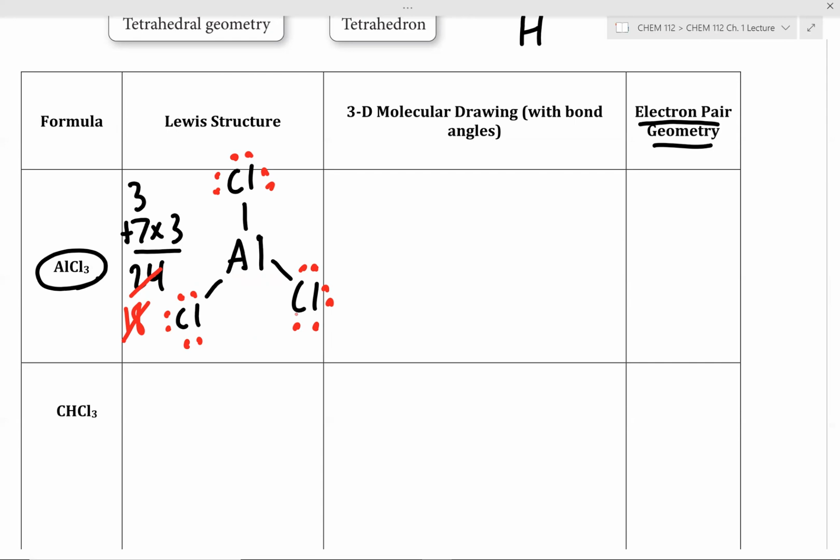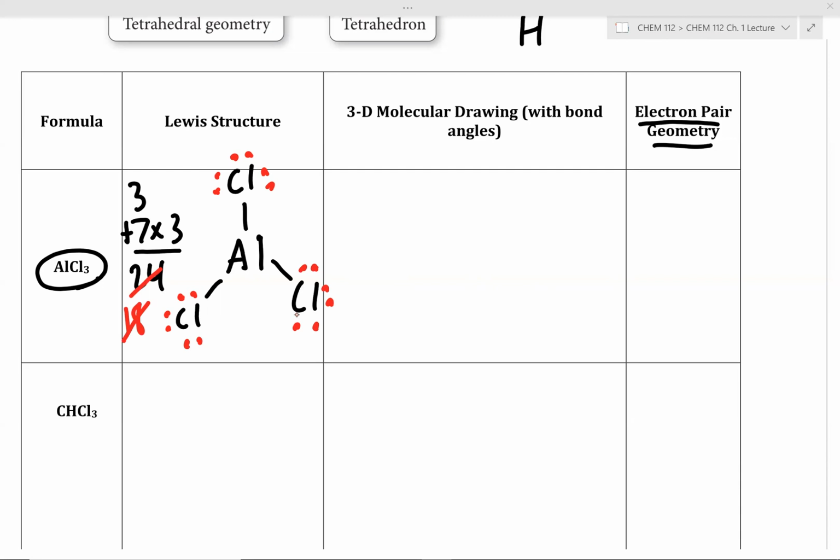No. Because as we discussed, aluminum is what's known as an incomplete octet structure. It's a Lewis acid. It only needs to form 3 bonds. If we formed a 4th bond, we would be violating formal charge rules. Does that make sense to everyone? If you want a review on that, please look up the section titled Incomplete Octet Structures.